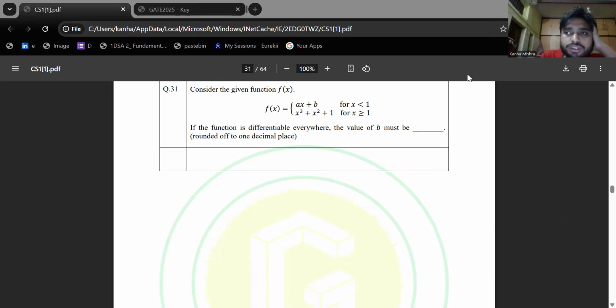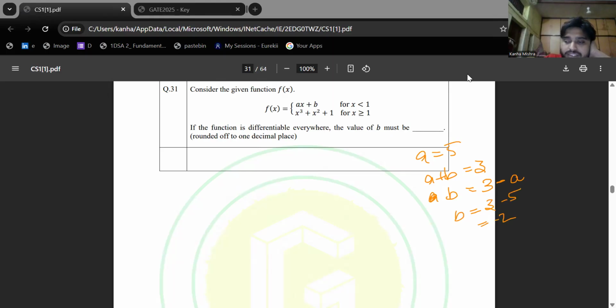Once we figure out that a is equal to 5, and that a plus b is equal to 3, b will be equal to 3 minus a. So b will be equal to 3 minus 5. Substituting the value, the final answer will be negative 2.